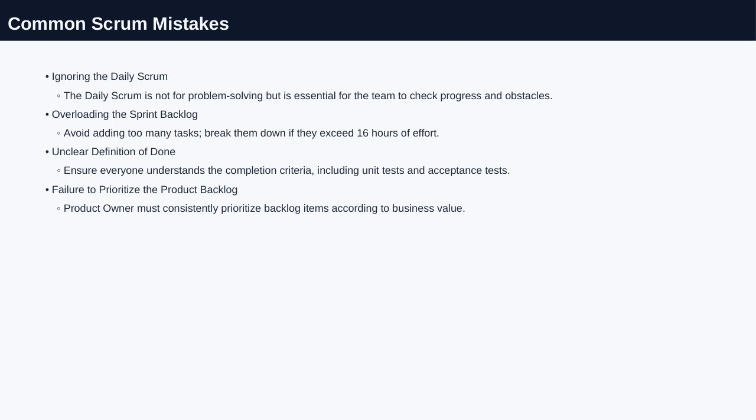A common mistake is ignoring the daily scrum. This meeting isn't meant for solving problems, but is crucial for the team to quickly share progress and highlight any obstacles.